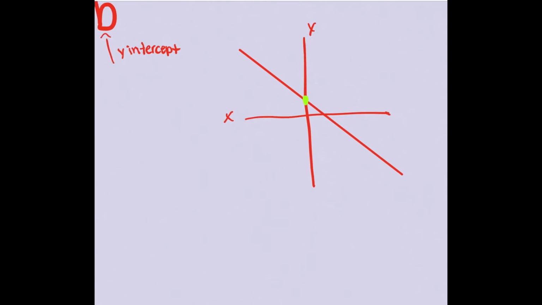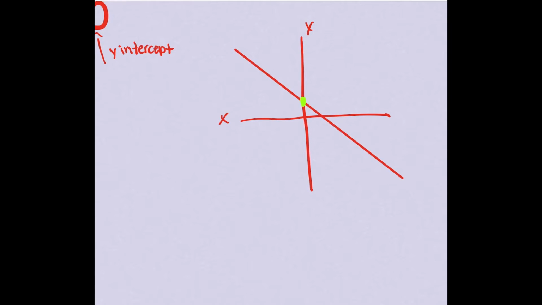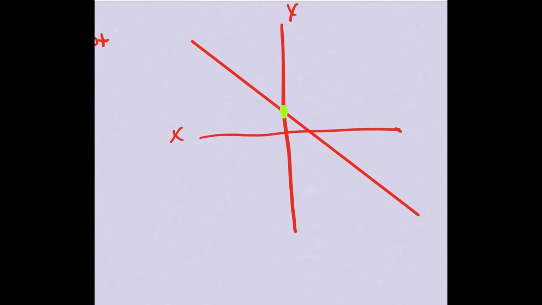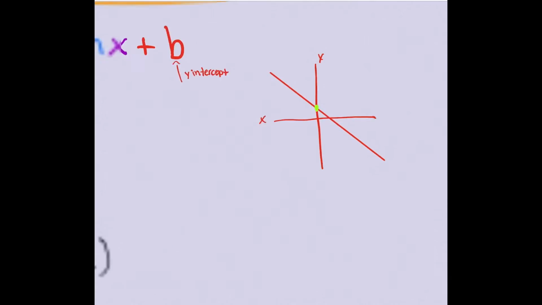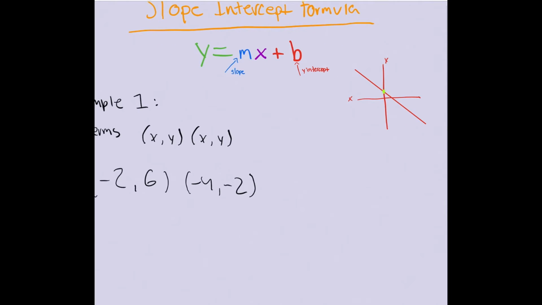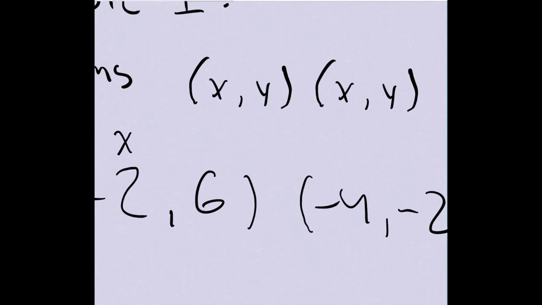Just some basic information on what a y-intercept is, because I know it's pretty confusing for some people. It's wherever the line intercepts with the y line, okay? So as you see here, that red line, wherever it intercepts with the y. Okay, pretty easy. For the first example, we're going to be given two points, (-2, 6) and (-4, -2). We're going to start off by labeling x and y.